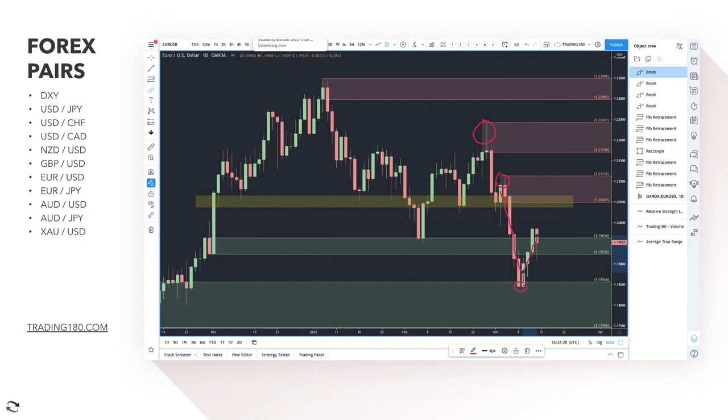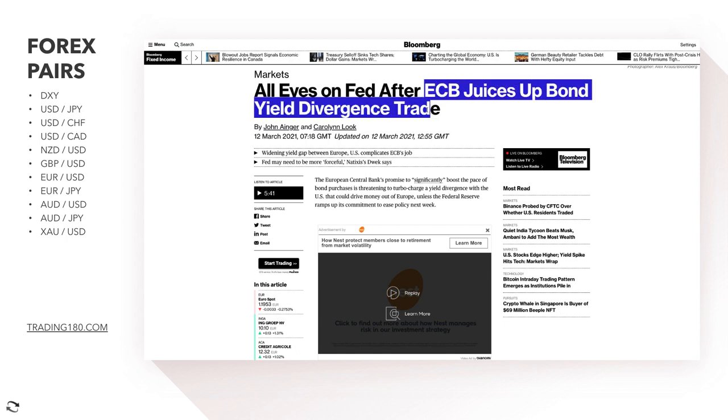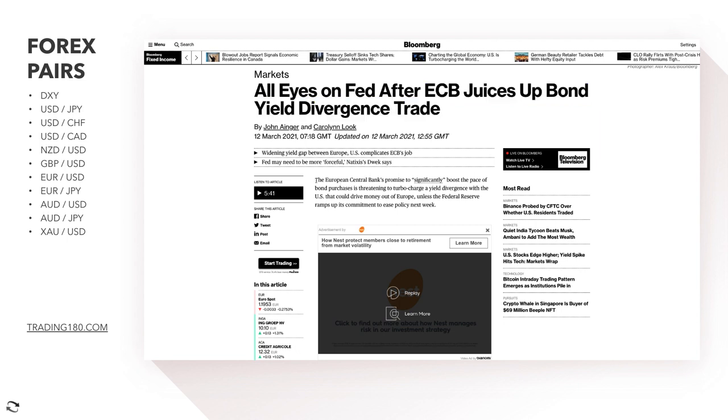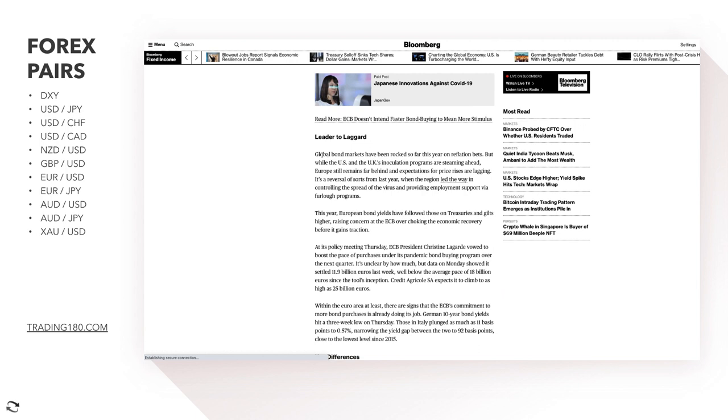euros, and one of the articles that I was reading over the weekend was 'All eyes on Fed after ECB juices up bond yield divergence trade.' Basically, the European Central Bank promises to significantly boost the pace of bond purchases, threatening to turbocharge yield divergence with the US that could drive money out of Europe unless the Federal Reserve ramps up its commitment to ease policy next week. Basically, the bond market is betting that there's going to be a recovery in the US and not so much in Europe, so that's creating what's known as a bit of a yield divergence, and it's really pointed out several times in this article.